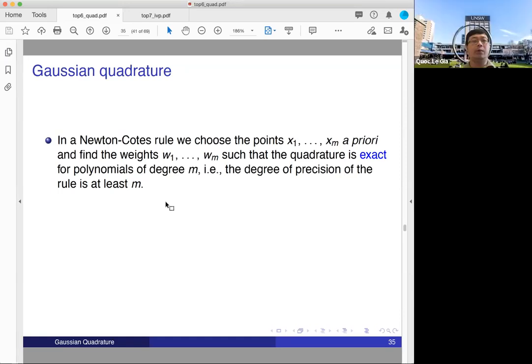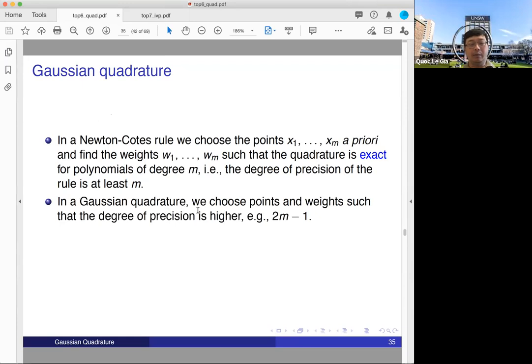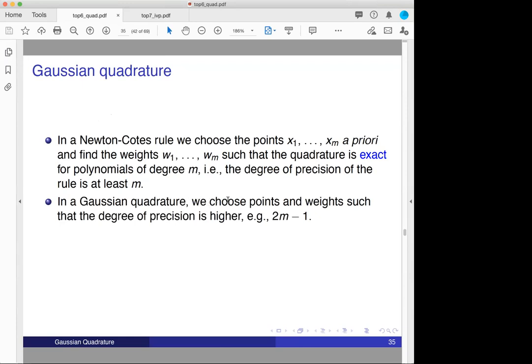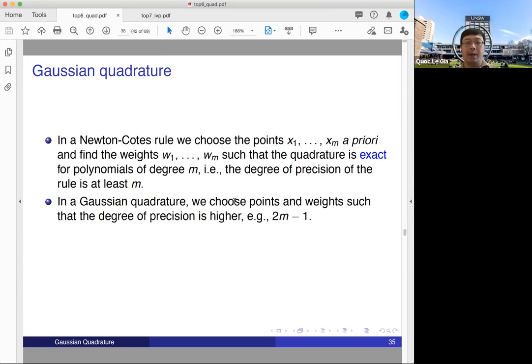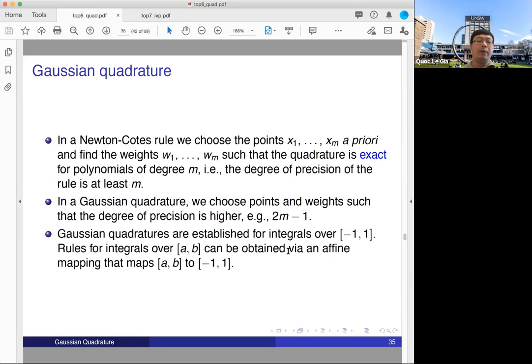But then Gauss, Carl Friedrich Gauss, a German mathematician who lived in the 19th century, said, well, I can do better than this. He said that if you choose the points and the weights at the same time, so you have more freedom, then you can make the degree of precision higher. So with m points, Gauss can design a quadrature that has degree of precision 2m minus 1. And we just focus on the interval minus 1 to 1.